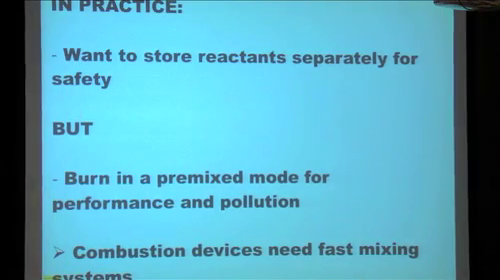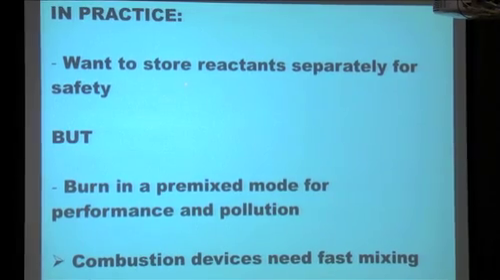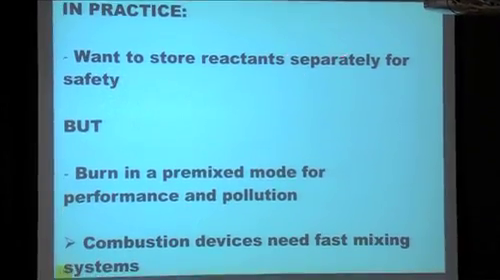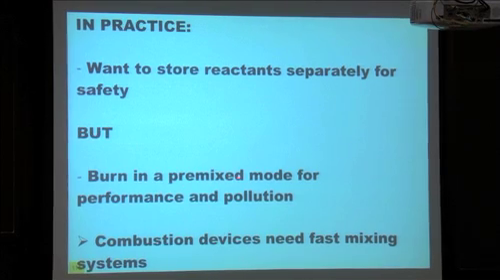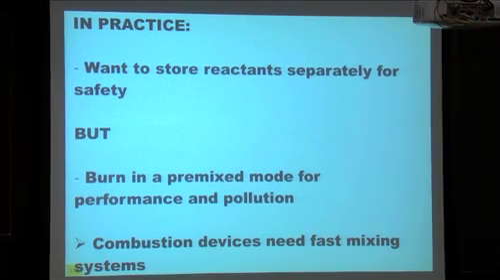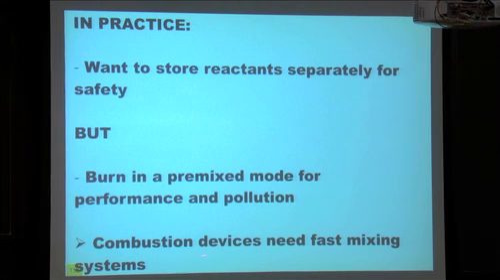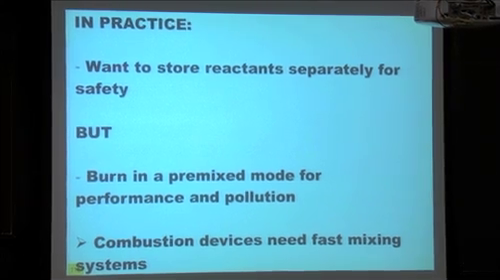So in practice, what you need to do for most applications is you want to store reactants separately, but then you want to burn them as fast as you want. That means you need to premix them at the last moment if you can. So that means that in many devices for combustion, what you will see is a fast mixing system somewhere. And this fast mixing system controls the efficiency of the burner.